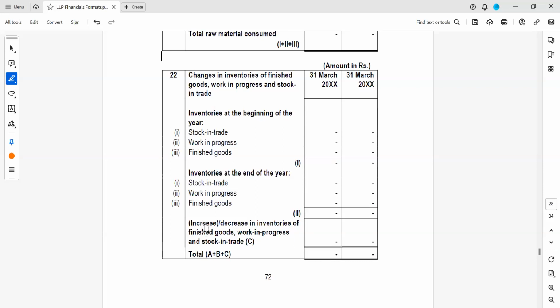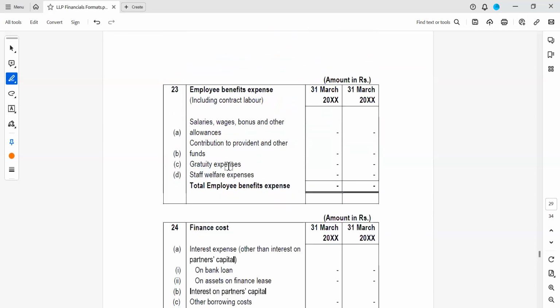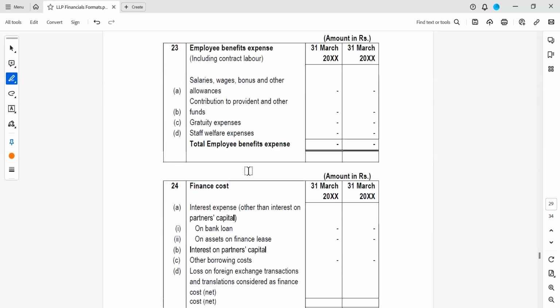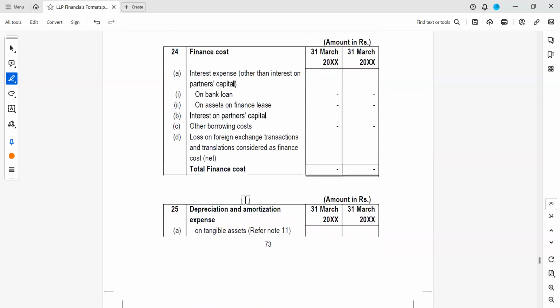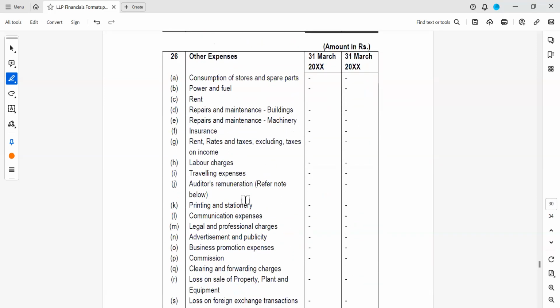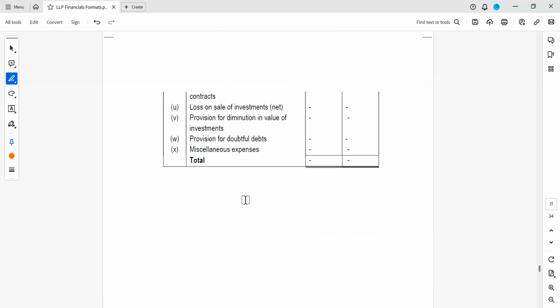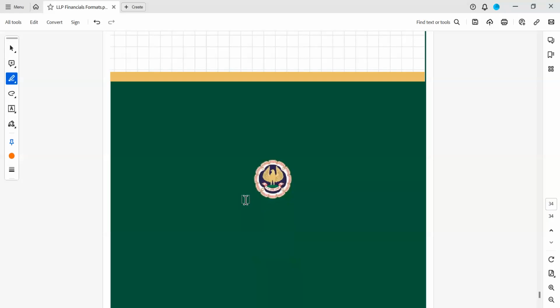This increase is negative, the reason being, as I told you yesterday also, today you have incurred a certain amount of work in progress, out of which you are taking to inventories, and the balance will be debited to P&L. That is why it is increase in negative. And employee benefits, finance cost, depreciation and amortization, other expenses. So this is more or less the same format like companies only.